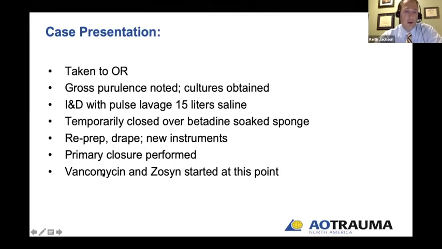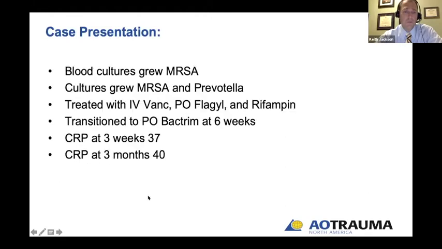As per the outside treating surgeon's practice, she was temporarily closed over a betadine-soaked sponge. The area was reprepped and redraped, and new sterile instruments were brought in, and she underwent primary closure. Empirically, she was started on intravenous vancomycin and Zosyn. Ultimately, her blood cultures from admission grew out MRSA. Intraoperative cultures grew MRSA and Prevotella.